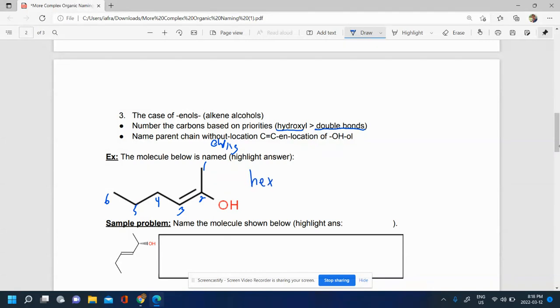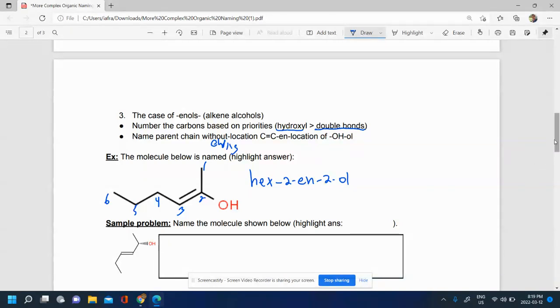So I have hex, and I'm going to leave that there because it's a 6-carbon parent chain. The double bond is located at carbon number 2, and I can put ene here. Normally, I would put ene if that was it, because hex-2-ene, I'd be done. But in this case, I also have to put the location of the alcohol group. So it's at position 2 and then ol. So hex-2-en-2-ol. And that would be an example of an alkene alcohol, or an enol.